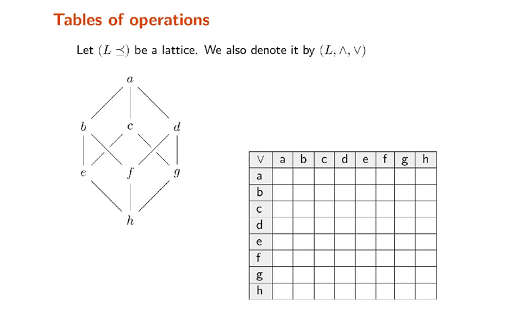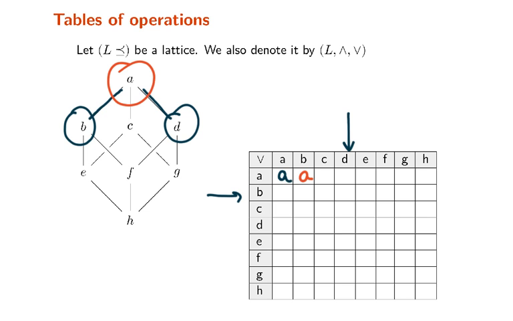So let's calculate a few of the join now. For instance, A join A is going to be just A. Now A join B, so we have A and B. What is the least upper bound? Well, it will be A. Let's do, for instance, B, D. Let's say B here, D here. What is the least upper bound? So we go here, the least upper bound will be A.